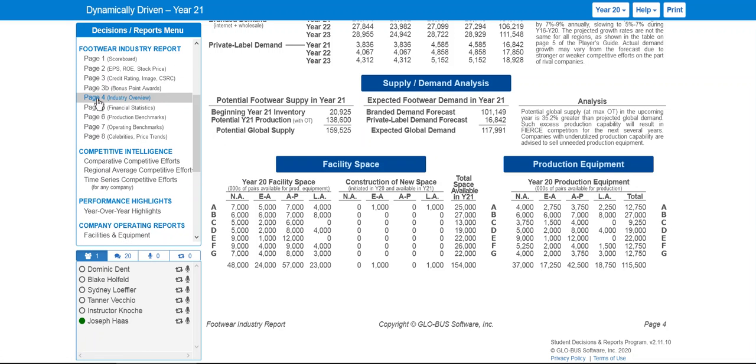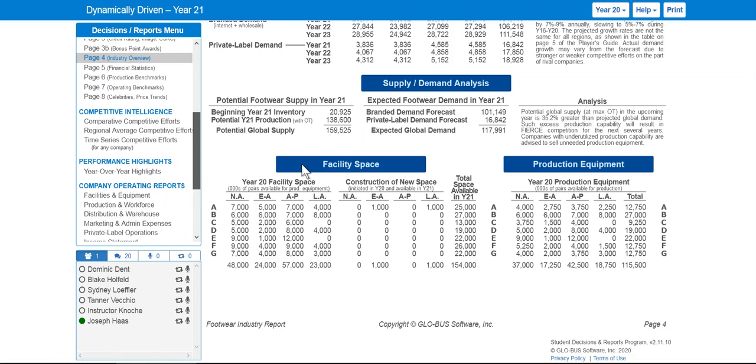In the FUR report on page 4, industry overview, it actually tells you facility space and production equipment. So if I go back to year 16, you'll see that the only team that looks like they're really starting to build towards it is Team B. As you can see, they really started to figure out. They had 19,000 pair space, factory space. And that was across all 4 regions.